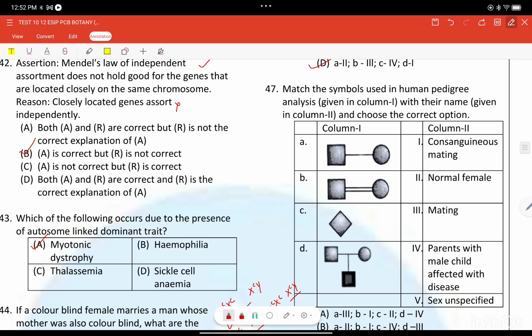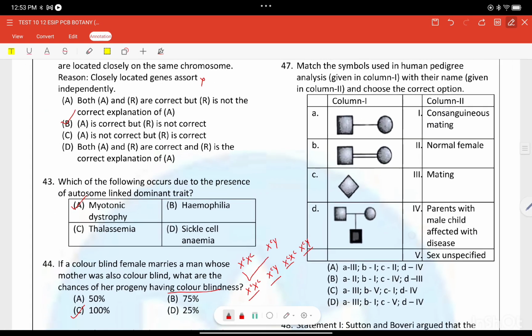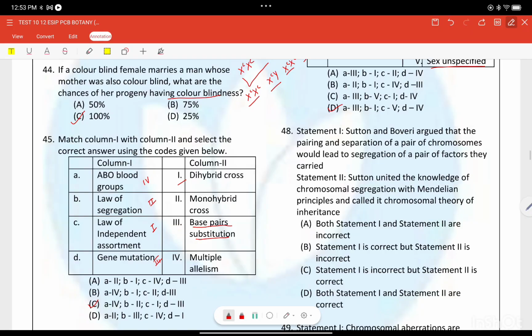Match the symbol used in pedigree. This is mating, right? Consanguineous marriage or mating. Parents with male child affected with disease is this, and sex unspecified is this. So answer will be 3154. Sutton and Boveri argued that pairing and separation of a pair of chromosomes would lead to segregation of a pair of factors they carried.